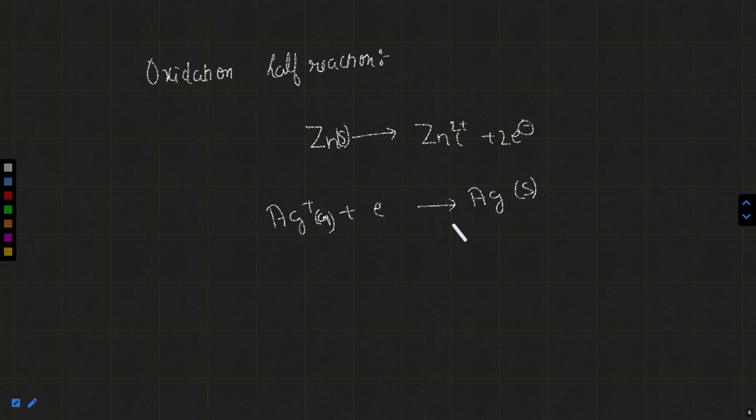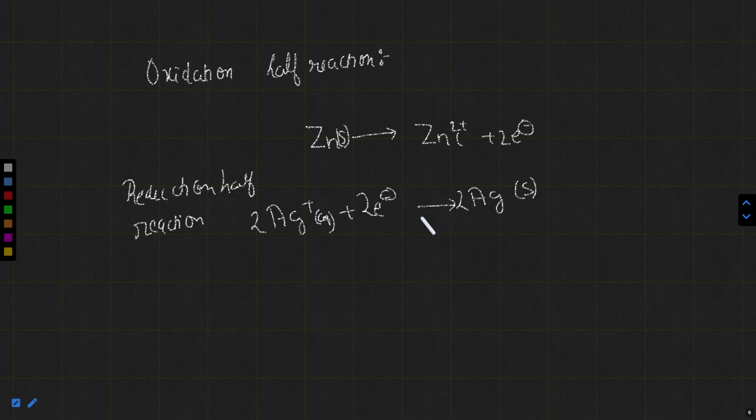Now, can we add this reaction? Both of these reactions, are they good enough? No, they are not good enough. Why are they not good enough? Because I have told you earlier that the number of electrons should be the same in each of these. You can see very clearly that the second reaction, the reduction half reaction, has 1 electron, whereas the oxidation half reaction has 2 electrons. So what we will do simply is multiply the reduction half reaction by 2.